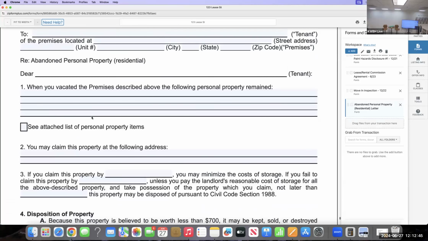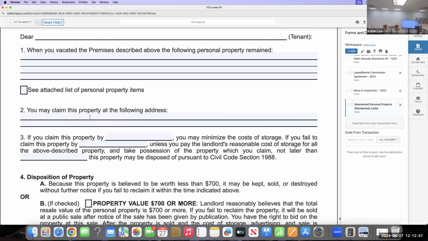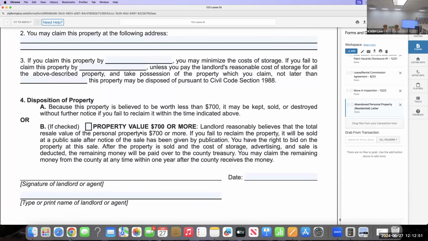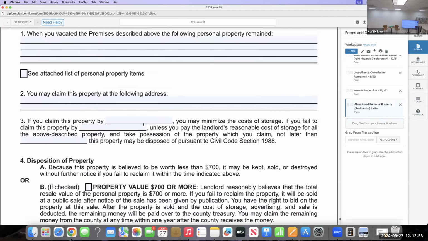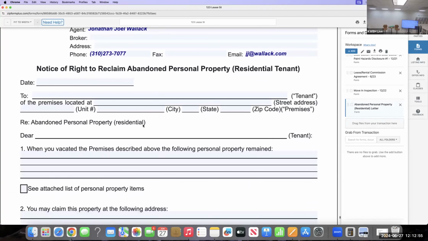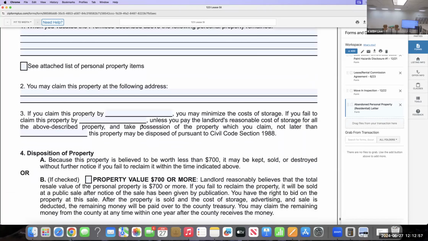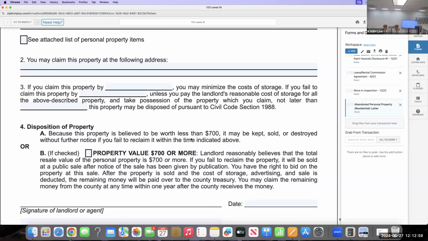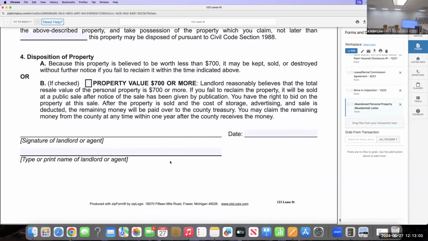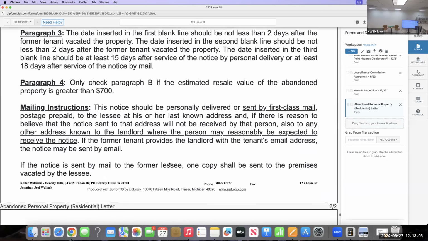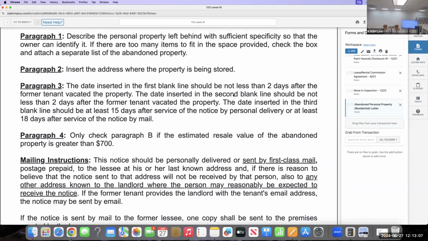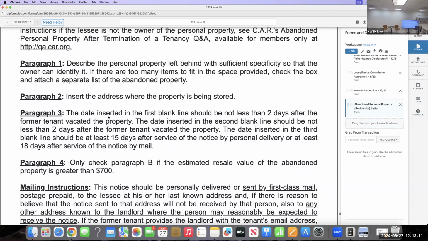There you go. So itemize what is there. You may claim this property at the following address. Do you need to give them time to claim it? You can move them into a storage area, fill out this form, and tell them to go get it over there. So the total resale value is 704. The question is, how long do you have until you can get rid of it? The date inserted in the third blank line should be at least 15 days after service.